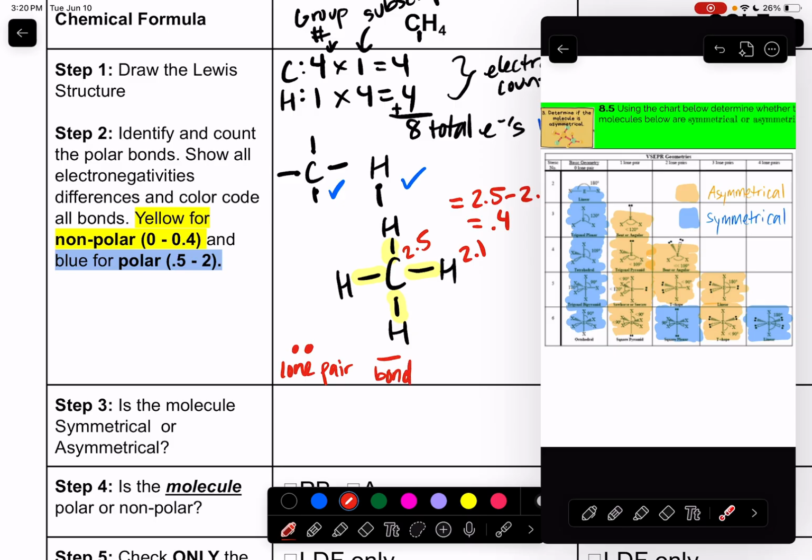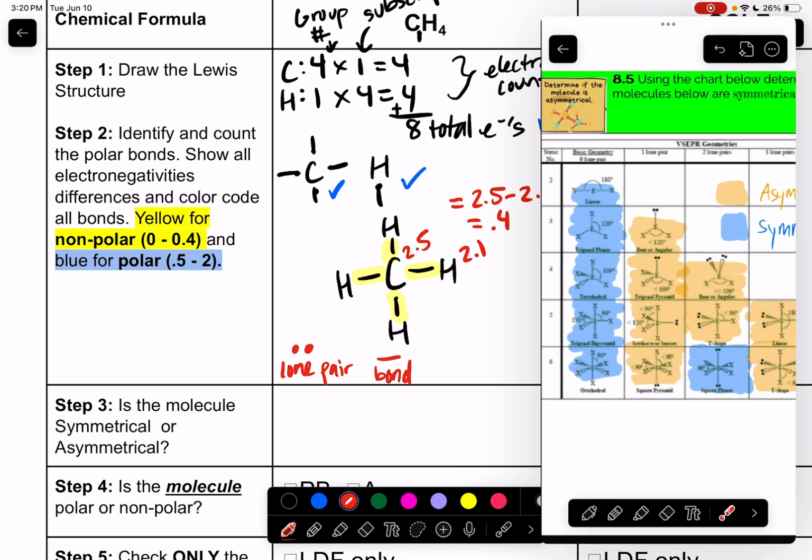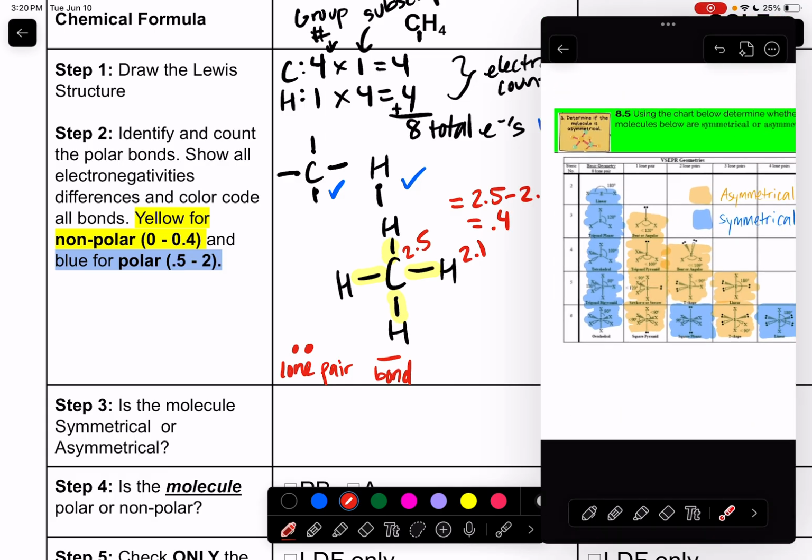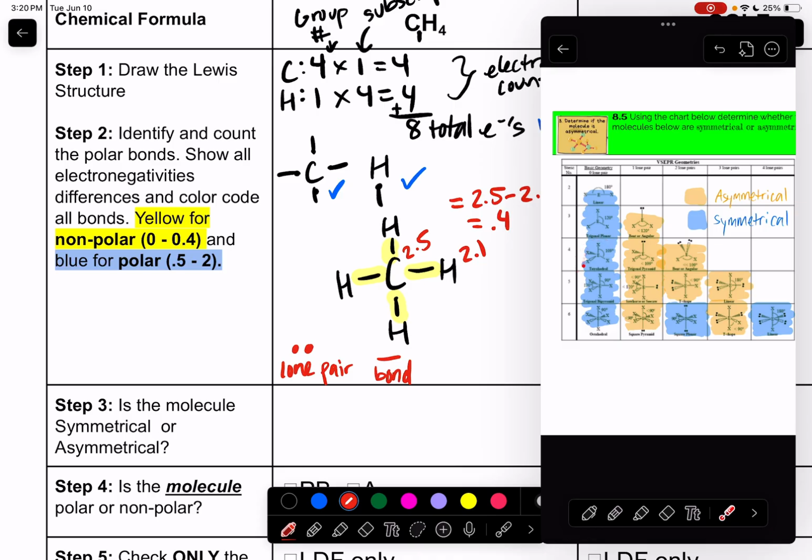So that means when I'm looking at this chart, I'm going to stay on row 4, and I'm going to focus on this column right here, which means this would be the shape of this structure, tetrahedral. What I want to use is this color-coded chart to tell me if this is symmetrical or asymmetrical. So based off this chart, this structure will be symmetrical, which means there is equal sharing of electrons.